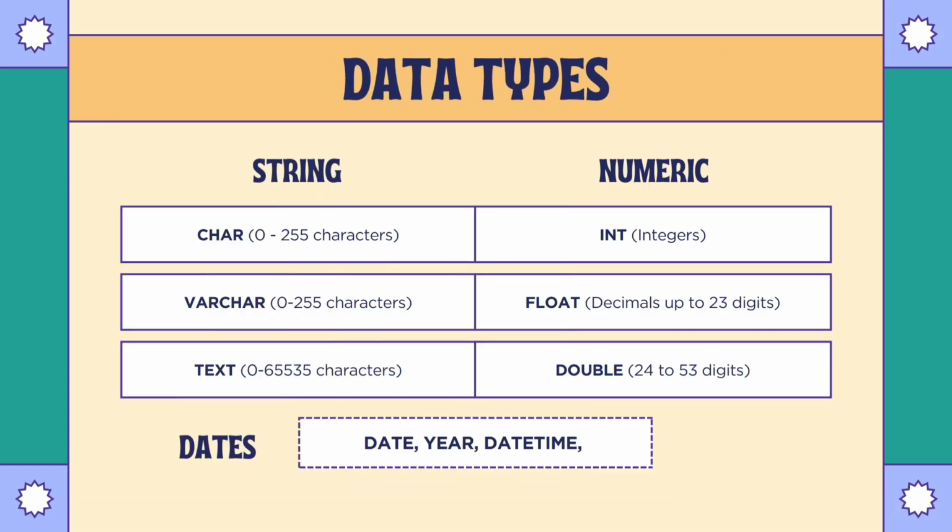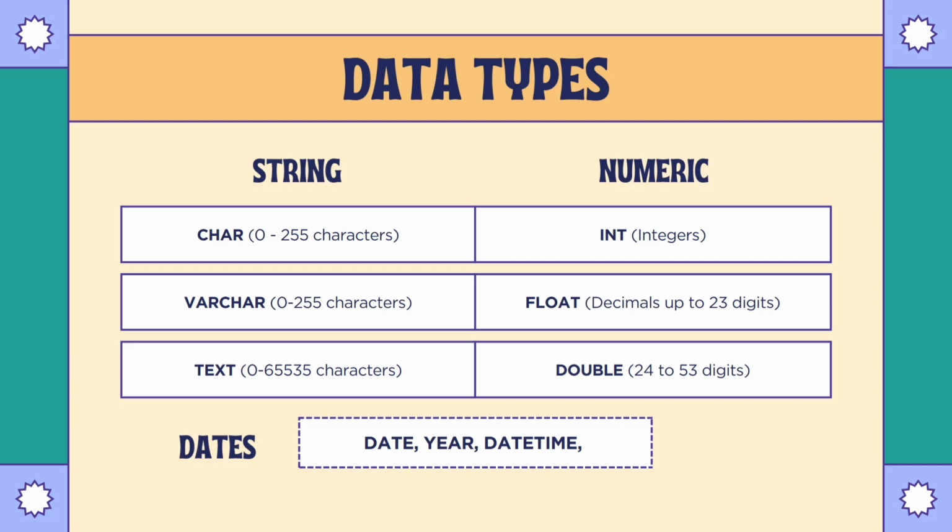Data types. This is important. When we are creating a table, for each column we have to define which type of data we are going to store. In MySQL we mainly get 3 kinds of data: string, numeric and dates. In string we again get char, varchar and text. In char we can store from 0 to 255 characters, varchar also 0 to 255 characters. Text allows us to store up to 65,535 characters.